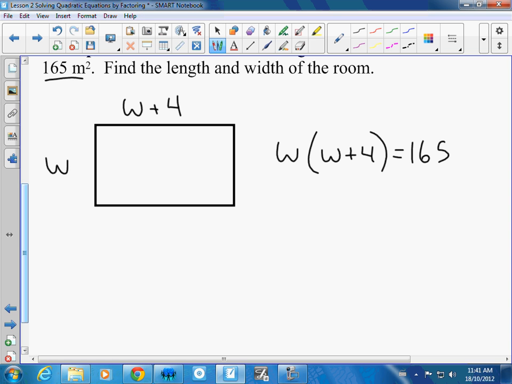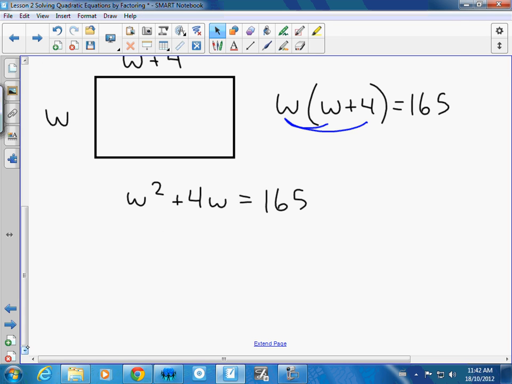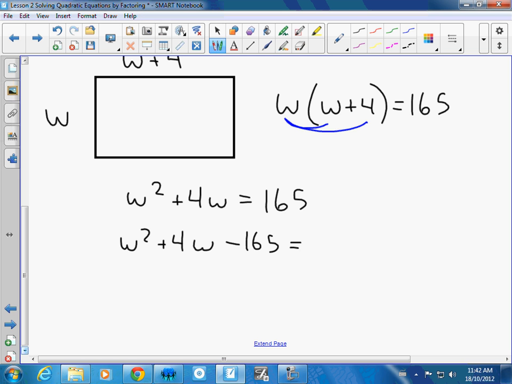Okay, so let's distribute the W. We're going to do this, we're going to do this. Okay, so what do we get? W squared plus 4W equals 165. Well, can't really factor that now, can we? Why? Well, the 165 is on the other side of the equal sign. What do we want it equal to? Yeah, because don't we want the solutions, the roots, the x-intercepts? Isn't that what we're looking for? Yeah. So we can move the 165 over to this side. So W squared plus 4W minus 165 equals 0.